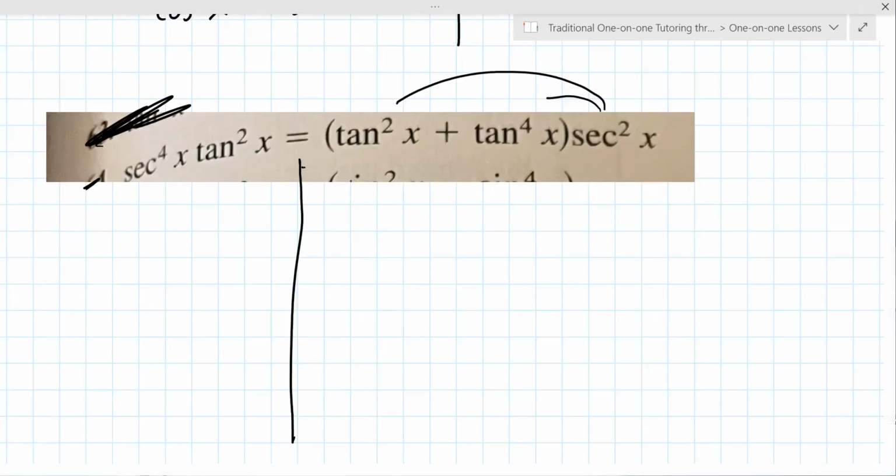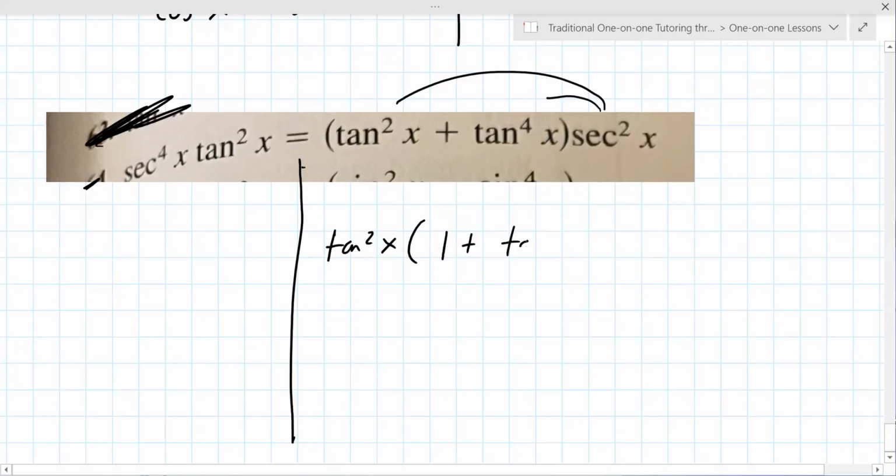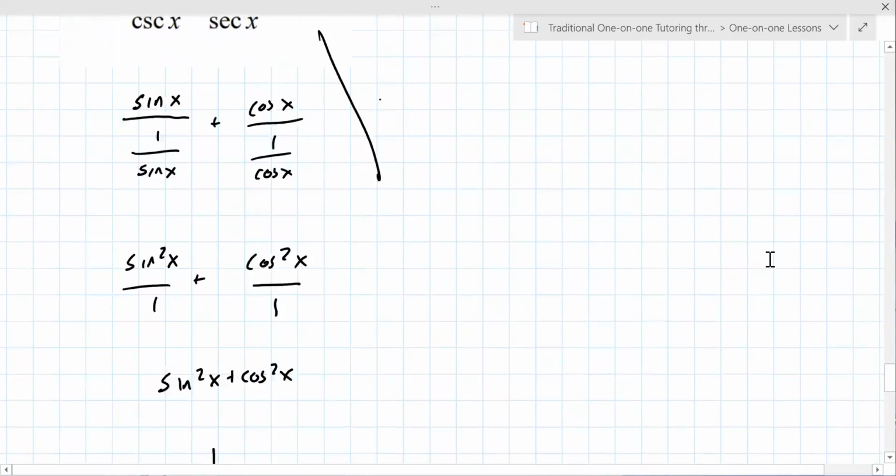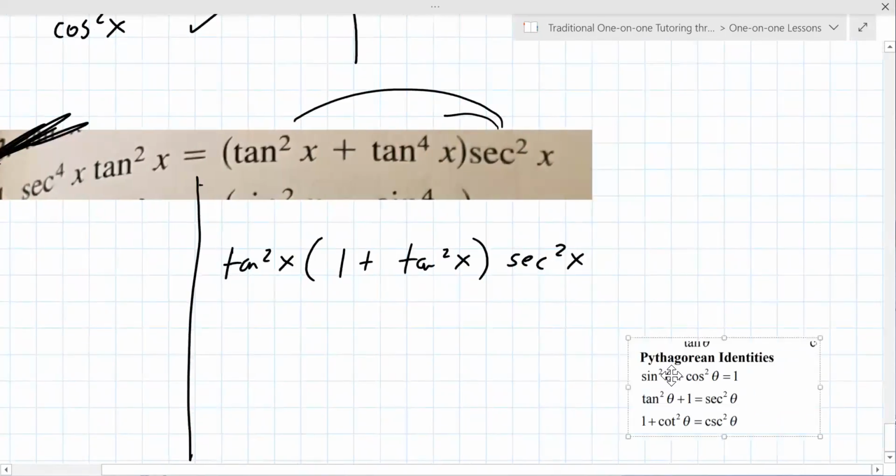Should we substitute out tangent squared? I think that's a good strategy as well. Whenever you see squareds or powers bigger than that, you're probably going to use one of those Pythagorean identities. In this case, if you factor the tangent squared x from both, you get 1 plus tangent squared x. And then if you look at your identities, I'm going to grab it from the previous problem. There it is. You've got to have these down so that you can say, oh yeah, 1 plus tangent squared x is secant squared x.